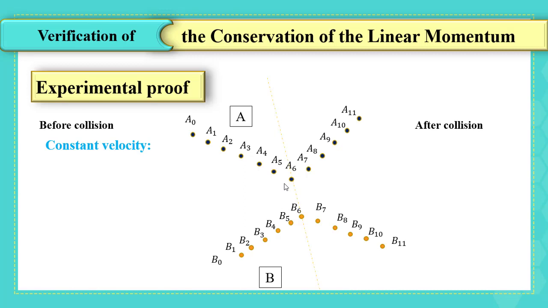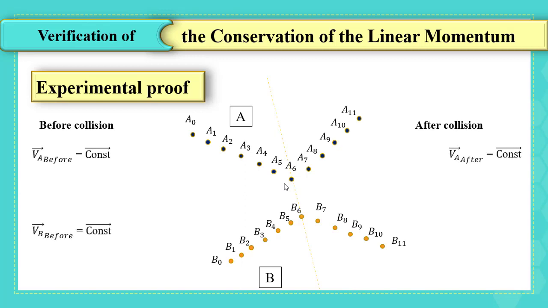Perfect. It is considered constant when it conserves the same magnitude and the same direction. Then, is the velocity of A constant before collision? Is it constant for B also before collision? After collision, is the velocity constant for A or even for B? Yes, it is. What is the purpose then?